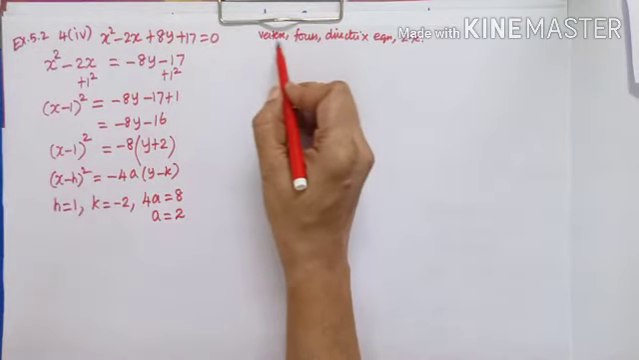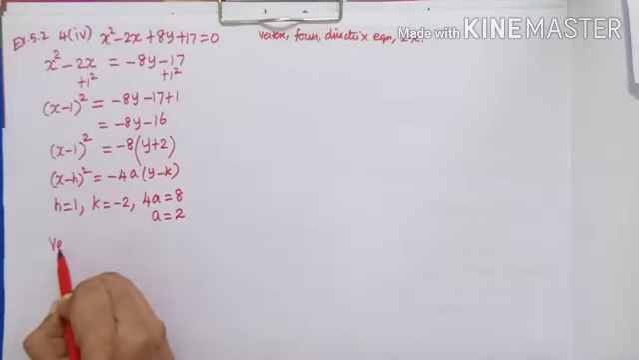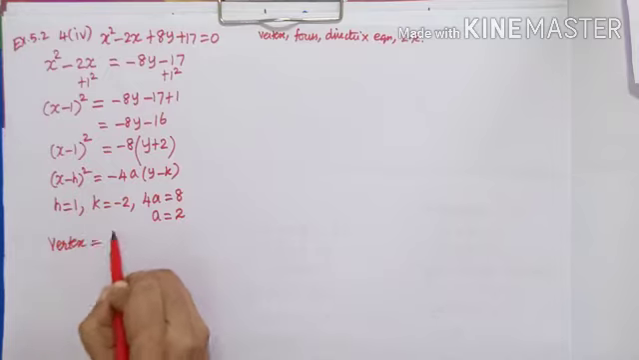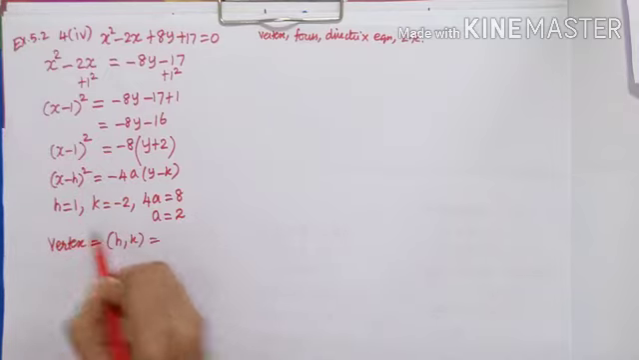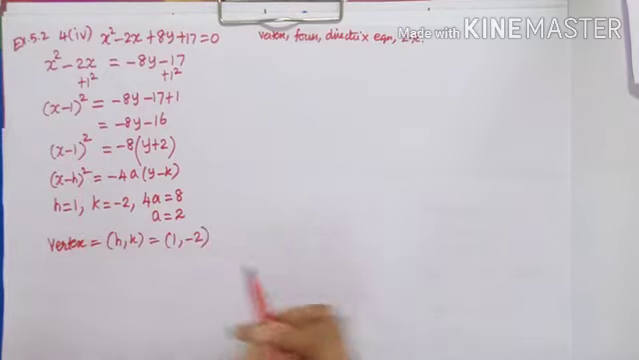What do I need to know? Vertex. What is the vertex formula? It is h comma k, that is 1 comma minus 2.